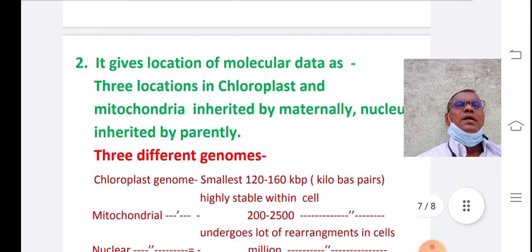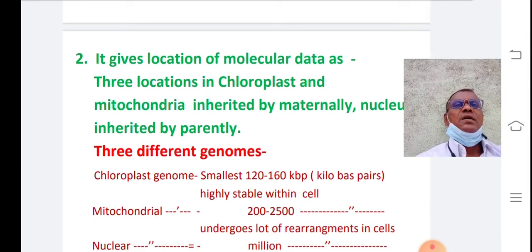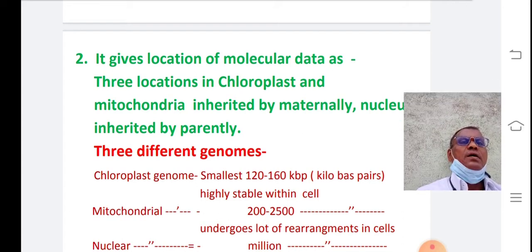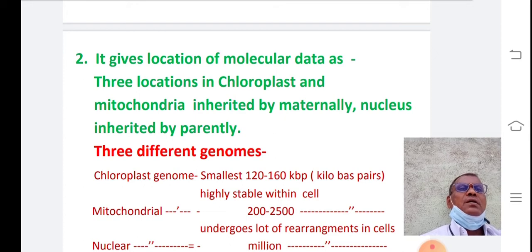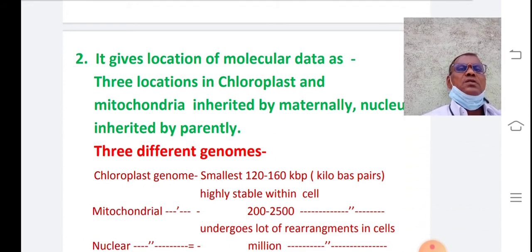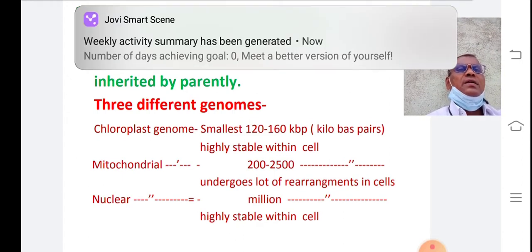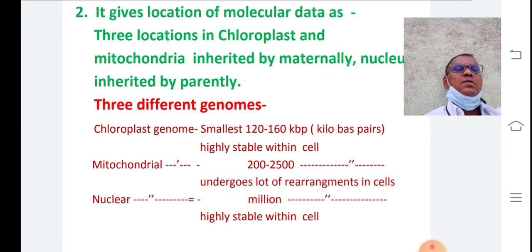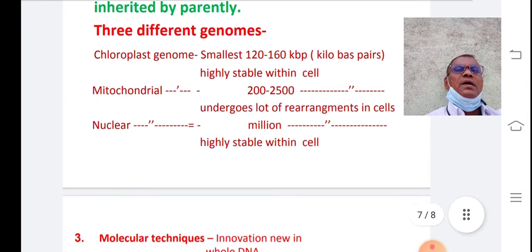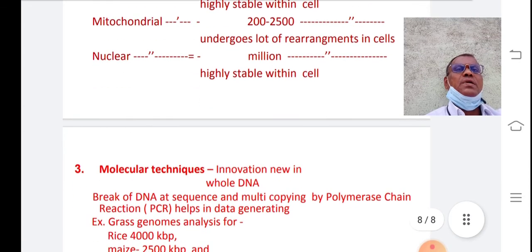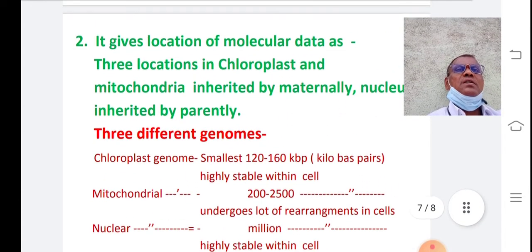Second good example is there, as it gives the location of molecular data. There are 3 locations: chloroplast, mitochondria and nucleus. Chloroplast and mitochondria are inherited maternally, nucleus inherited biparentally. So chloroplast, mitochondria and nucleus have 3 different genomes. The chloroplast genome is the smallest, 120 to 160 kbp, kilobase pairs, right, which are highly stable. Secondly, mitochondrial, 200 to 2500 kbp. This mitochondrial genome undergoes a lot of rearrangements in the cell, and the nuclear genome undergoes millions of rearrangements. So you remember this second one, molecular data.